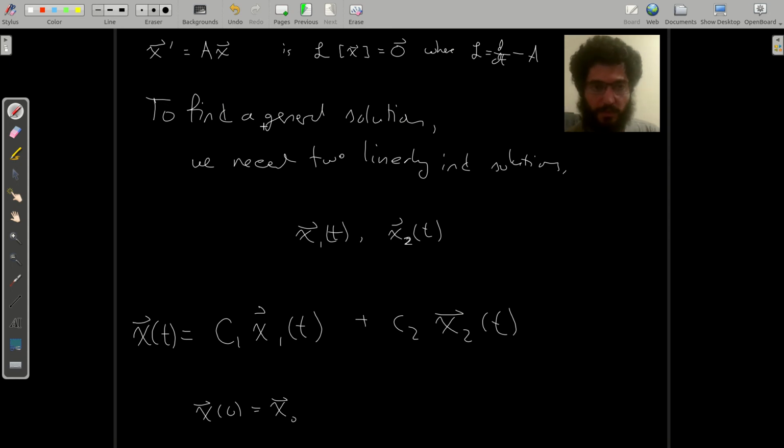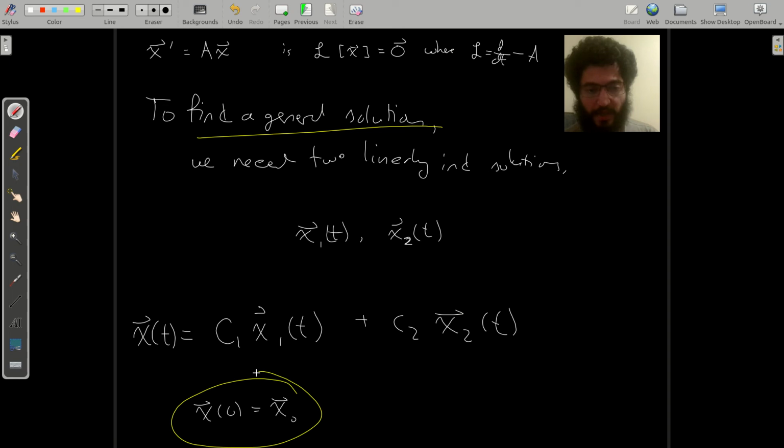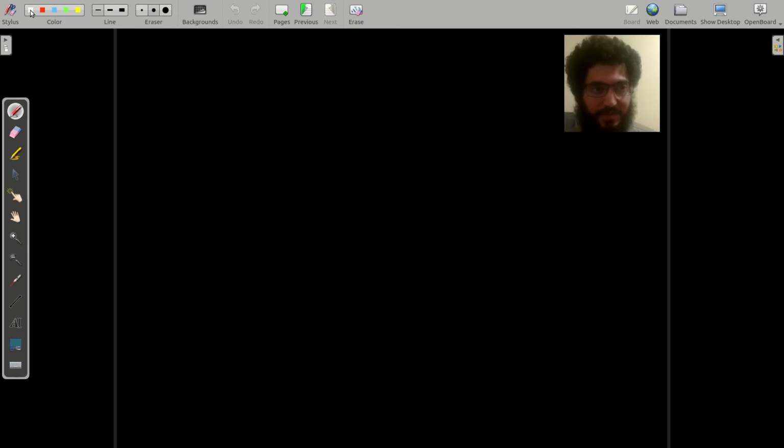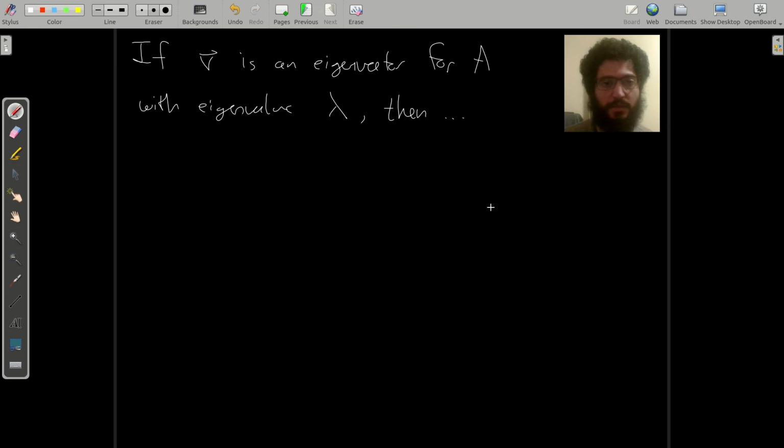Okay, so the goal is to find a general solution, because we want to be able to satisfy any initial condition setup. And we're seeing that to do this we need two linearly independent solutions. So where do we get linearly independent solutions? And here it comes. So this is where solving the eigenvalue problem for A is going to come in.